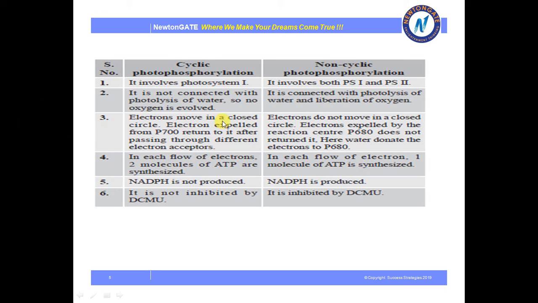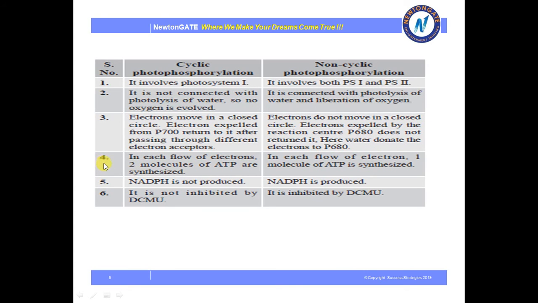Third point, in cyclic, electrons move in a closed circle. Electron expelled from P700 returns to it after passing through different electron acceptors. I showed this thing in the diagram also. Just follow the previous part, rewind it and you will see that I have told that in cyclic photophosphorylation, electrons come back to photosystem 1. Okay. In non-cyclic, electrons do not move in a closed circle. Electron expelled by the reaction center P680 does not return to it. Here water donates electrons to P680.